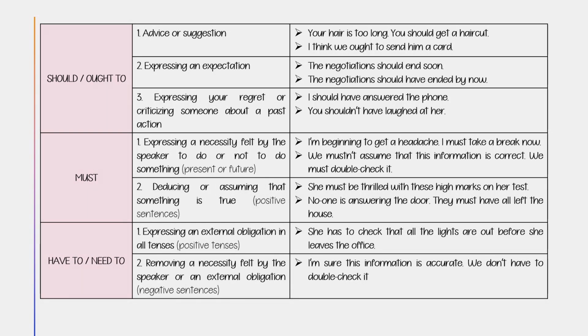Have to and need to are used to express an external obligation in all tenses. She has to check that all the lights are off before she leaves the office.